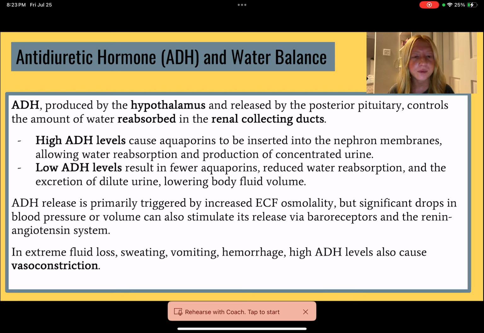ADH release is primarily triggered by increased ECF osmolality, but significant drops in blood pressure or volume can stimulate its release through baroreceptors in the renin-angiotensin system. In extreme fluid loss, such as sweating, vomiting, or hemorrhage, high ADH levels also cause vasoconstriction.